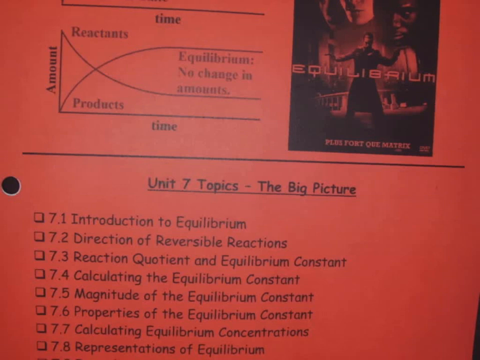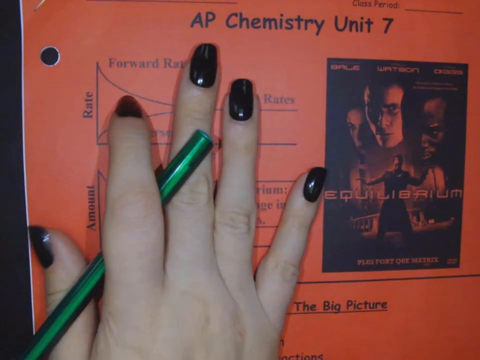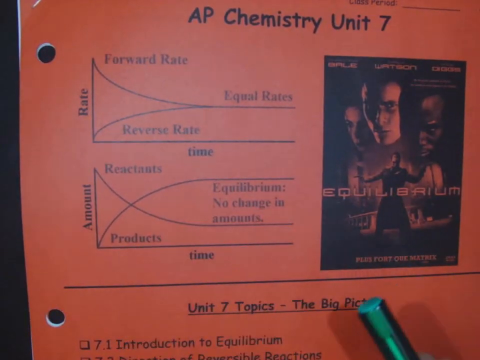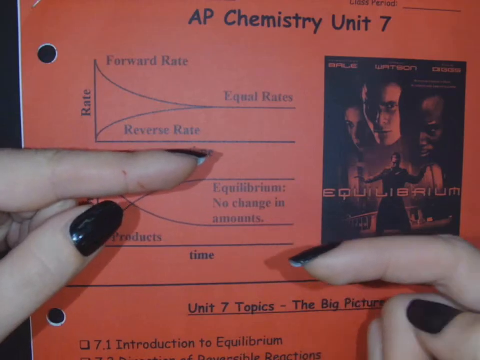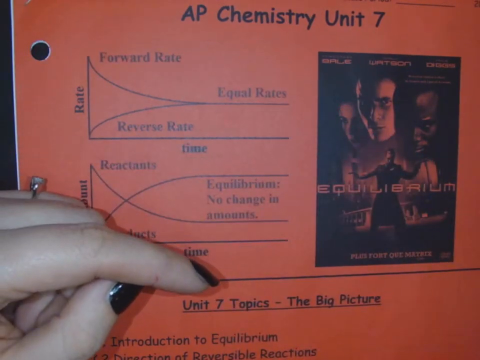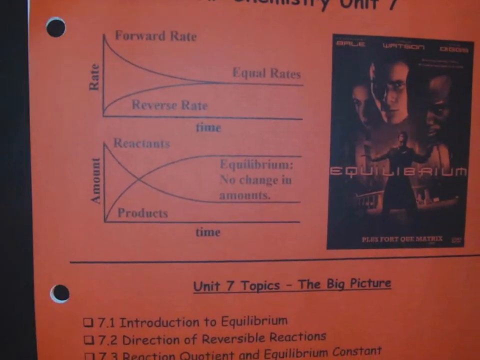My wonderful AP Chem students, we are diving into Unit 7. Unit 7 is all about equilibrium. Equilibrium reactions are reactions that go both in the forward direction and the reverse direction. When the rate at which the reactants turn into products equals the rate at which the products are turning back into reactants, that's when equilibrium is reached. That's what this entire unit is about.